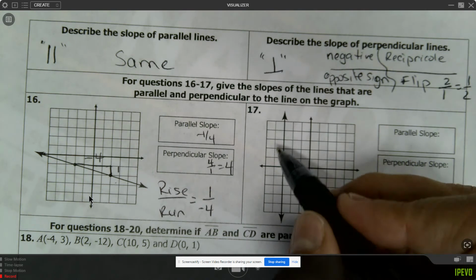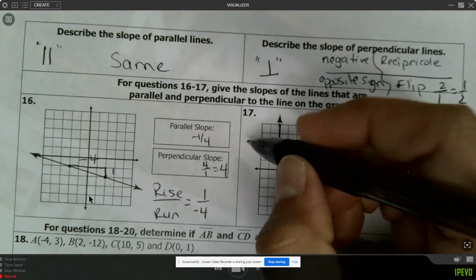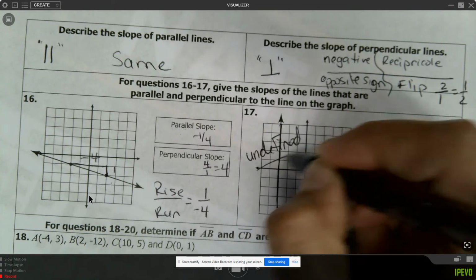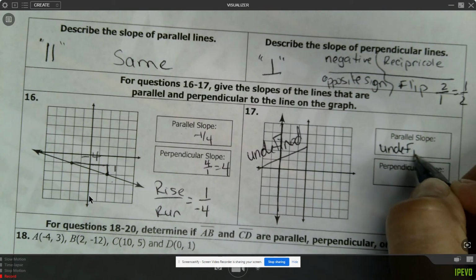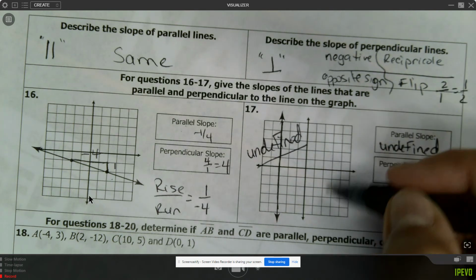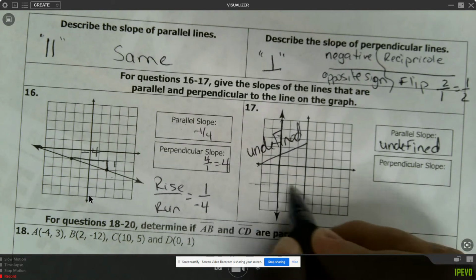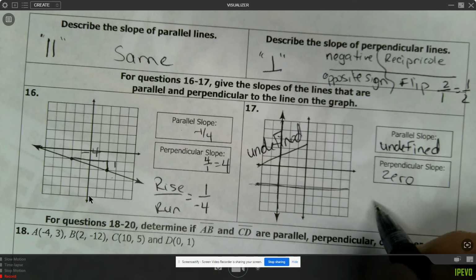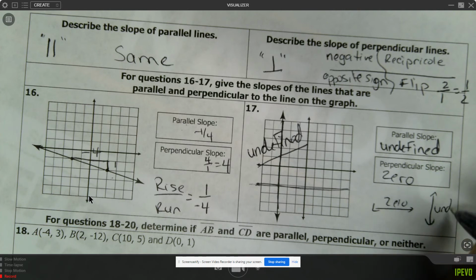All right, so now this one right here, this is the line that they're talking about, and this is a vertical line. Vertical lines have undefined slopes. So all of the undefined slopes will be parallel to each other. That just means you have a vertical line going everywhere. Perpendicular would be one that is flat, so it would have to be through here. So that means you would have a 0 slope. Lines that are flat like this have 0. Lines that are up and down like this are undefined. I'll shorten that, undefined.